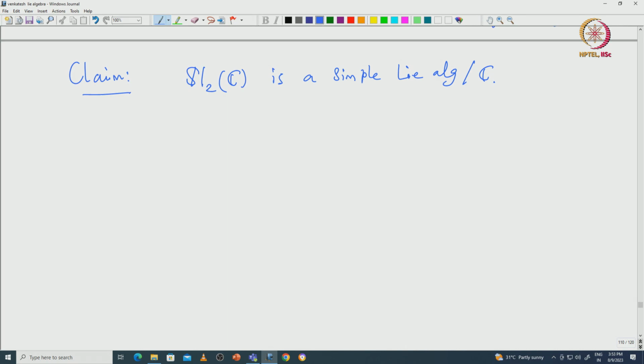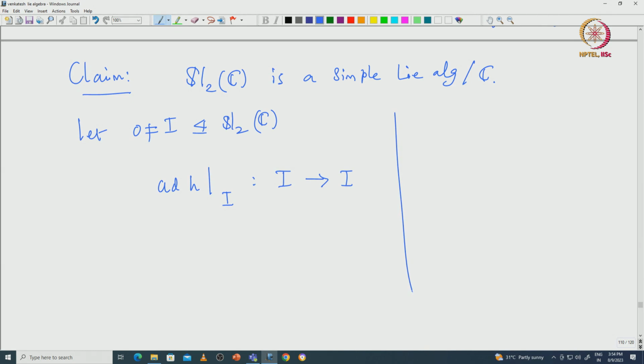First of all, the dimension is more than 1, so we do not need to worry. We need to prove that any ideal must be either 0 or full. So, let us start with a non-zero ideal I inside SL2C. We can take this ad h map and restrict it to I, giving a map from I to I. Note that ad h is diagonalizable, so ad h restricted to any invariant subspace will be diagonalizable. That means ad h restricted to I also will be diagonalizable.